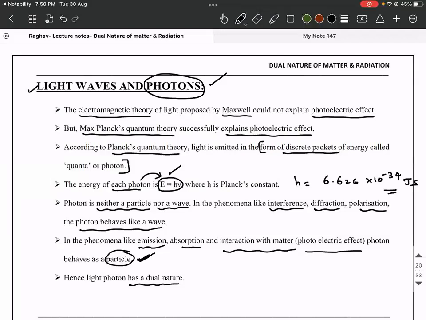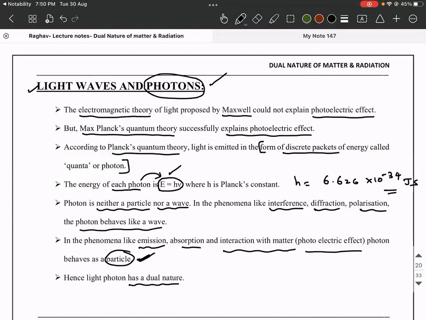Next, photon is neither a particle nor a wave, because it has dual nature. Photon is basically light only. In phenomena like interference, diffraction, and polarization, photon behaves like a wave, whereas in the phenomena of emission, absorption, and interaction with matter, that is the photoelectric effect, photon behaves as a particle. Hence, light photon has dual nature. This is what gave rise to the concept of dual nature of matter, most importantly, dual nature of radiation in this context.